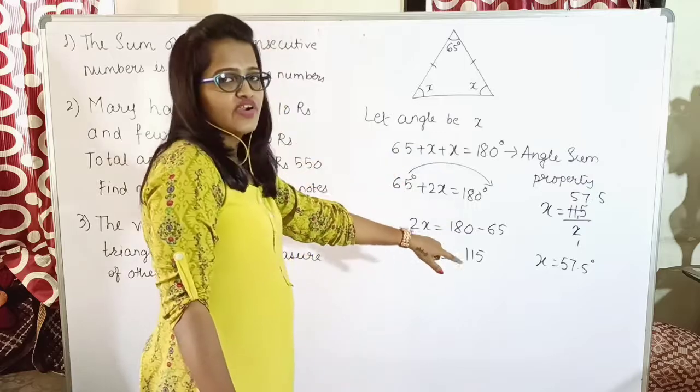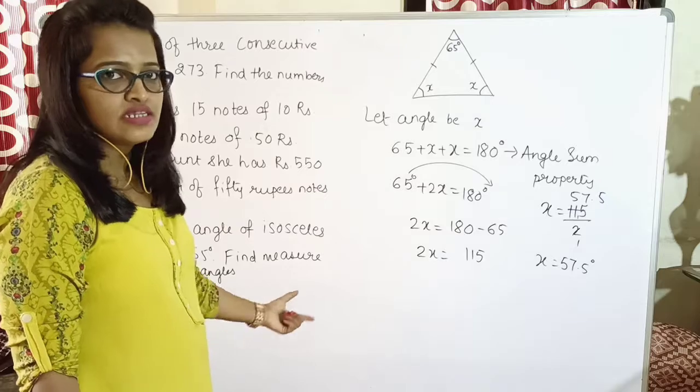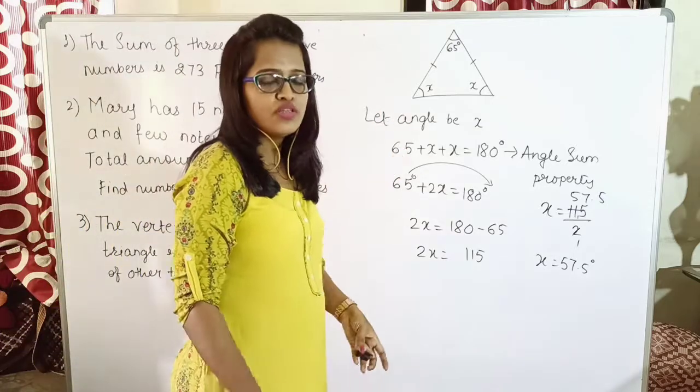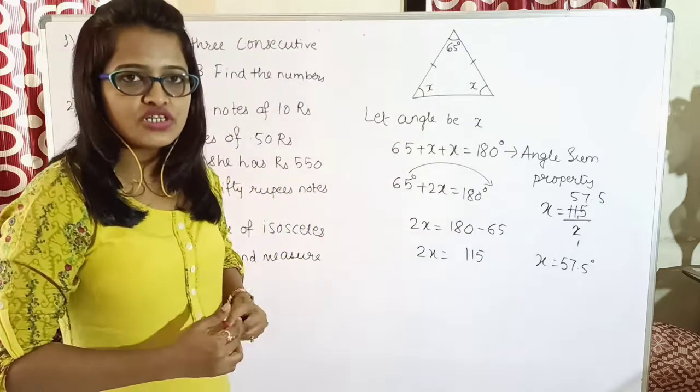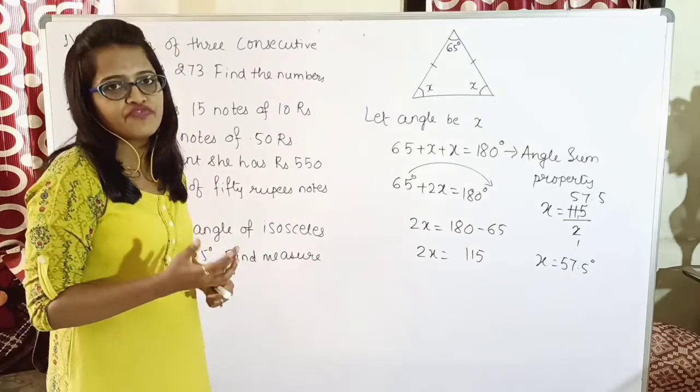But is this our final answer? No. What did they ask? We have to find the measure of the other two angles. Now, since the other two angles are equal, the last statement would be: the measure of the other two angles of an isosceles triangle is 57.5 degrees.